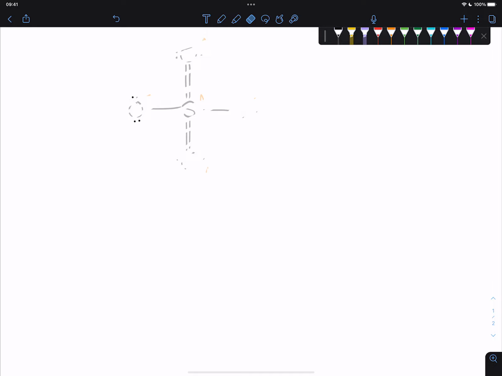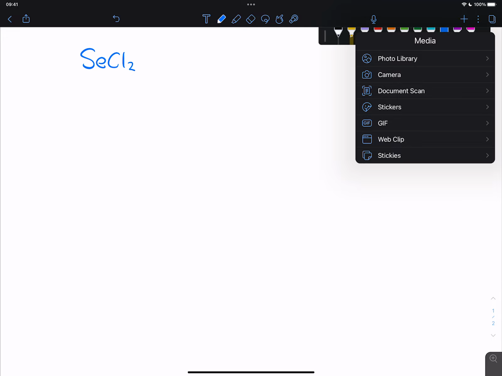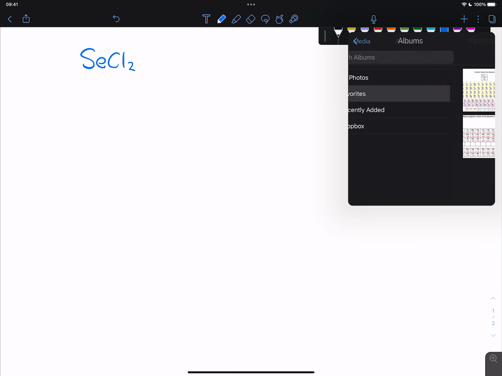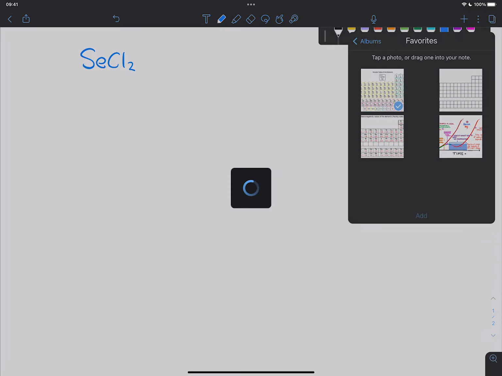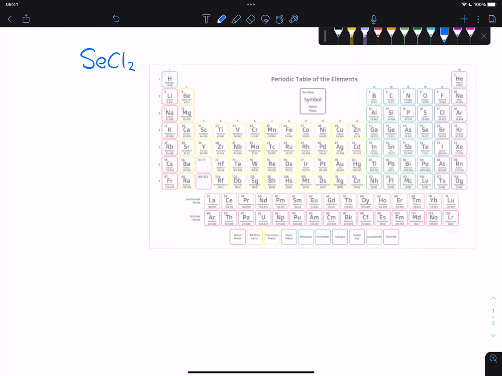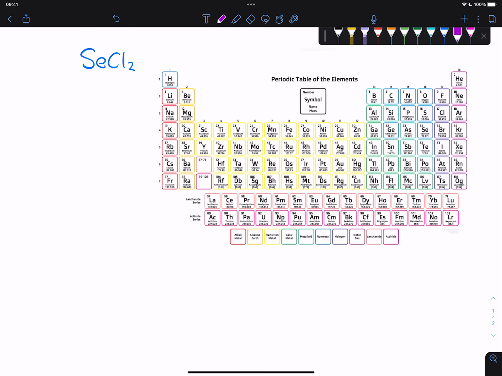So first, you'll typically be given a formula. So if we were given this formula, SeCl2, so that'd be selenium dichloride, then you have to have your periodic table ready. So if we go to photo library and go to favorites, we can add a periodic table. And on this periodic table, one thing that's critical for being successful with drawing Lewis structures is recognizing how to count the number of valence electrons.